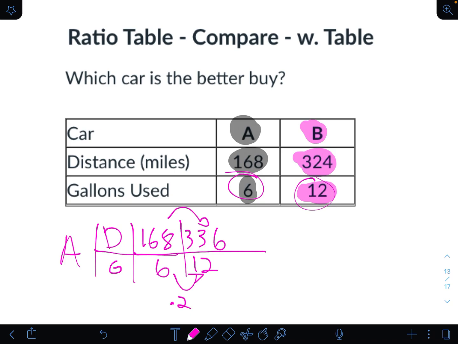So you may be like, oh, that's more, I don't want it. Well, you got to think about the problem. So car A is 336 in 12 gallons. So what car would I rather have? The car that goes 336 miles in 12 gallons, or that goes 324 miles in 12 gallons? Well, I'd rather have car A.